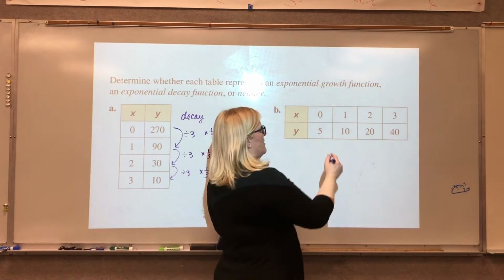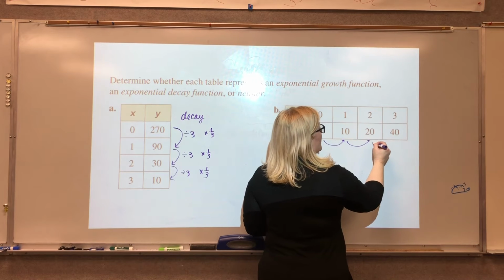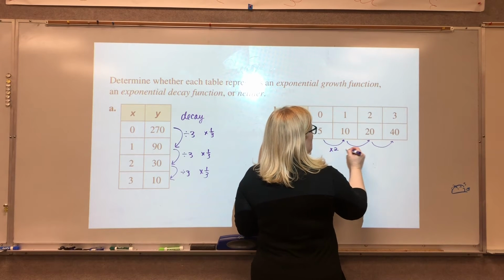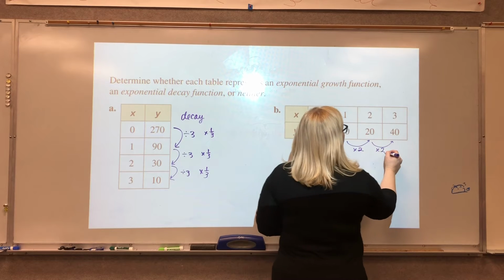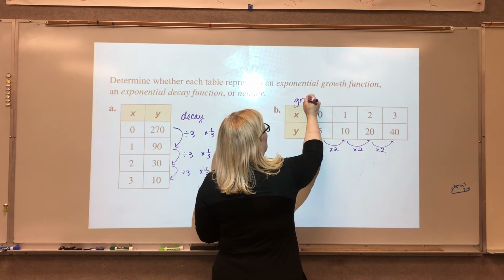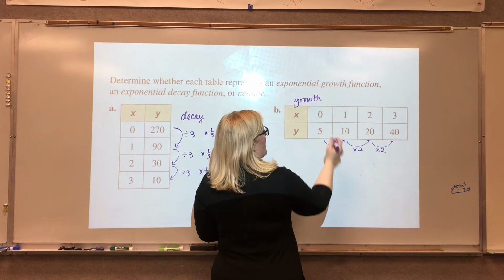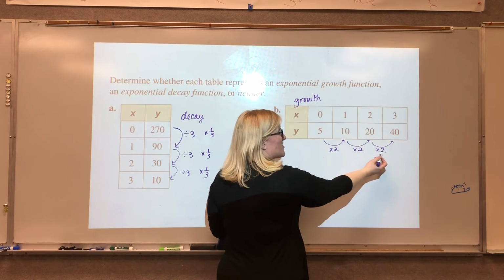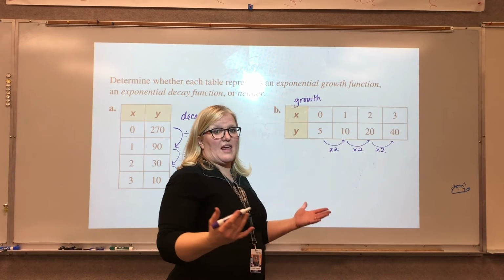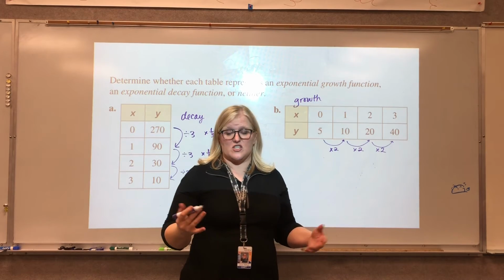Over here, I am going up by 2. Times 2, times 2, times 2. So this is exponential growth. Now if this was times 2, times 2, times 3, then we know that it would be neither, because it wouldn't be an exponential function.